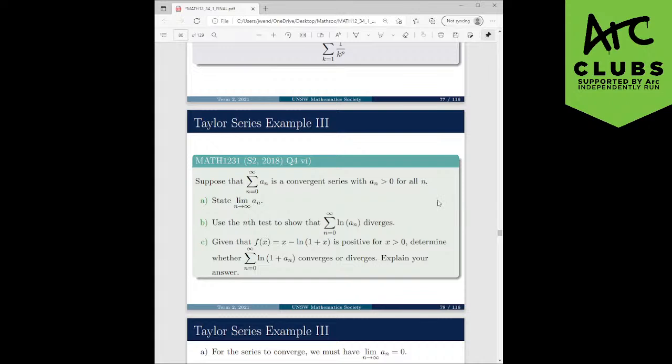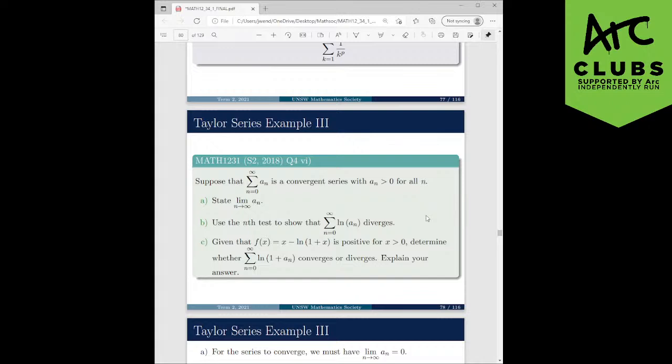Firstly, part A: state the limit of an as n goes to infinity. Now, of course, I just realized you can see the answer right there, but you weren't looking at that. You remembered the previous slide. And you know that if an infinite series is convergent, then AK has to go to 0 as k goes to infinity. Well, in this case, it's an. An goes to 0 as n goes to infinity. And that's just the privilege of knowing that it's a convergent series.